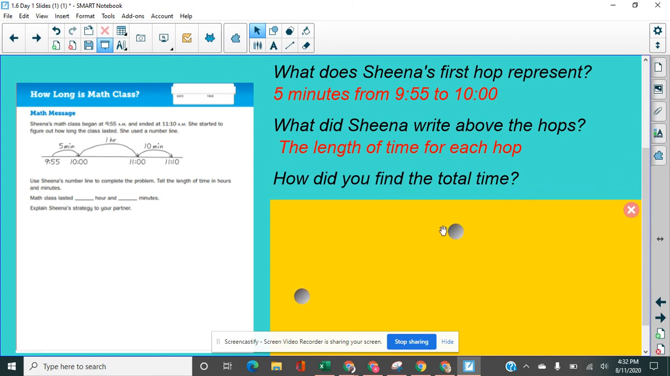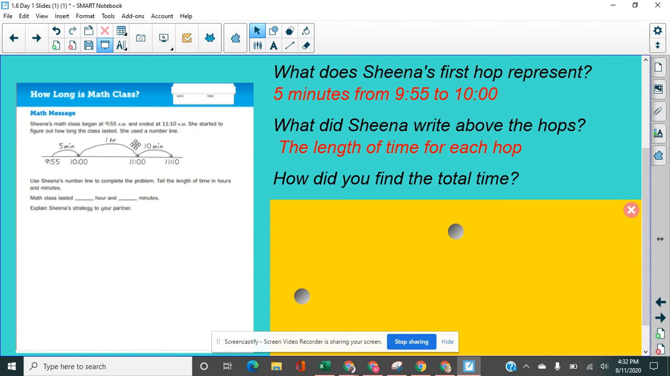Okay, how did you find the total time? Well, what we skipped here, then, her next jump was from 10 o'clock to 11 o'clock, right? That was 1 hour. She didn't make all 5-minute jumps, right? 5, 10, 15, 20. That would take forever.